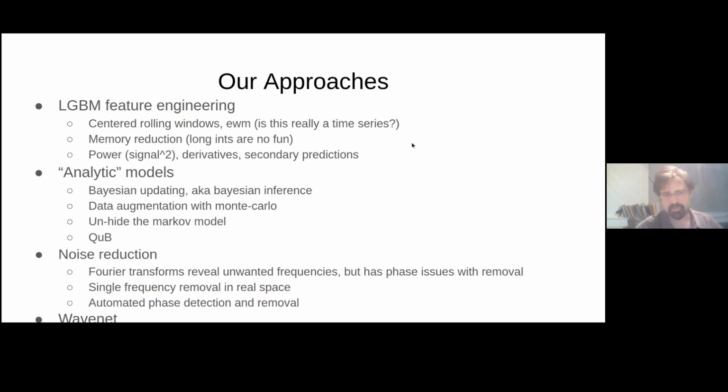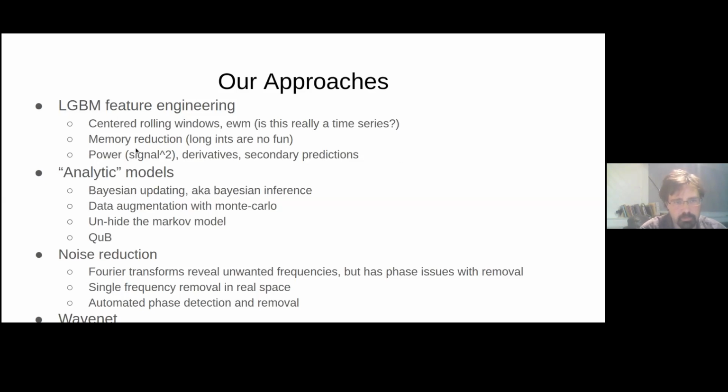Memory reduction, this is just a technical point. Keep in mind what you're dealing with. If you've got a bunch of floats, sometimes there's long ints that you might not look at. You don't need that level of precision probably. So you can do a lot more if you change your long ints into something smaller.